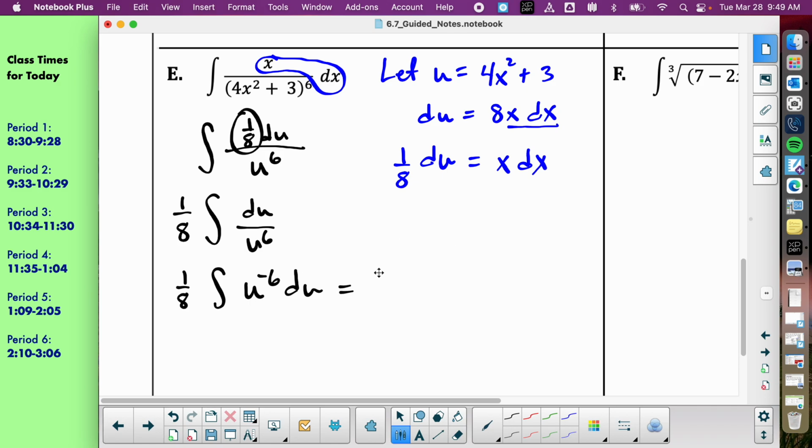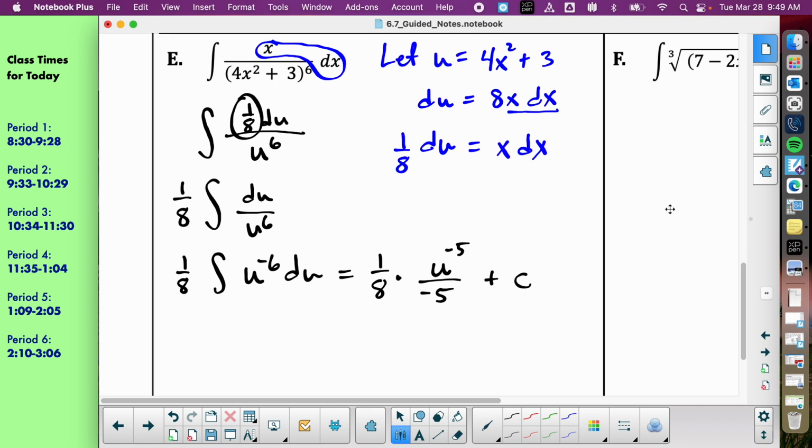Integrating this, well, we'd have 1/8 still, and then the integral of u to the negative 6 would be u to the negative 5 divided by negative 5 plus c. Yeah, definitely. On the next line, I'll write it as negative 1/40. And then instead of u, we can put back the original information, which was 4x squared plus 3.